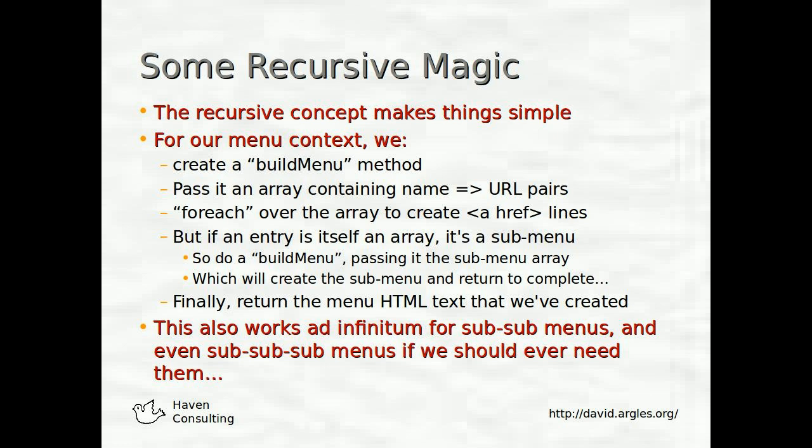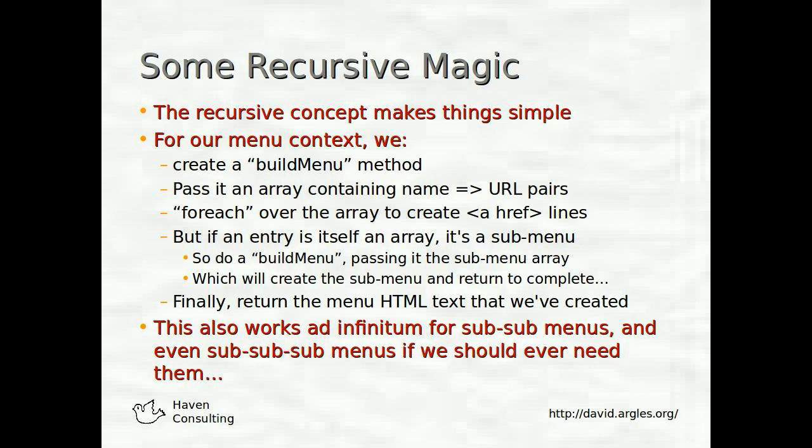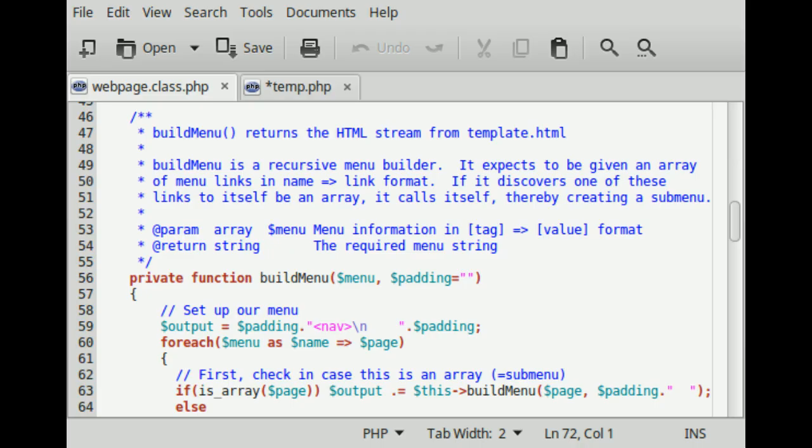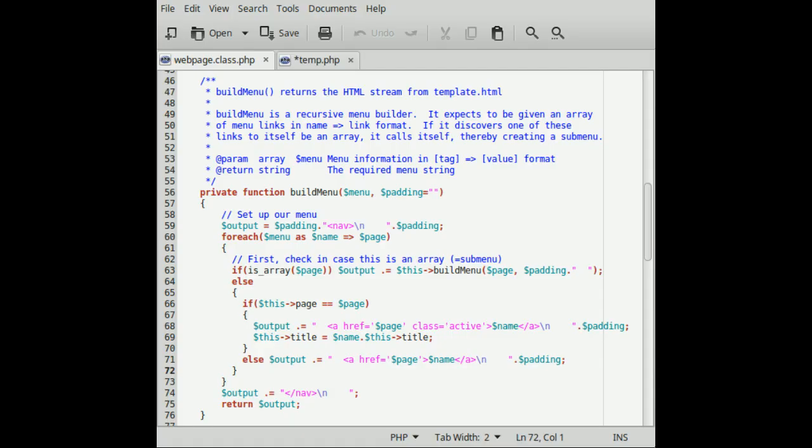We'll now use our for each statement to pass over the array and to create the various href lines as we did before, but now suppose we come to one of these entries which is itself an array rather than a straight entry. That means it's a submenu. So all we need to do is to build a menu with a submenu. So we call build menu from within build menu, that's the recursive idea, and we pass it the submenu array. So that creates the submenu, and then it returns to the build menu it came from and finishes off building the menu HTML text that we're creating for our outer menu.